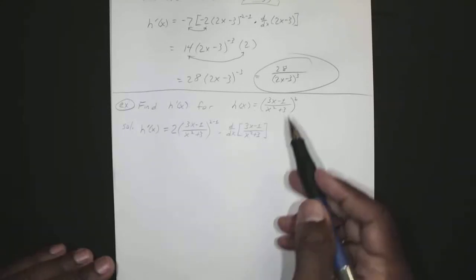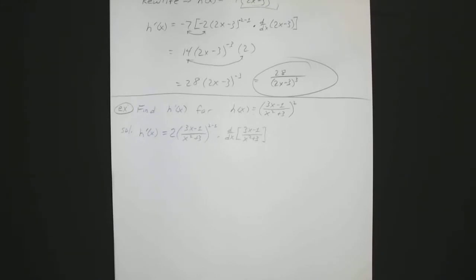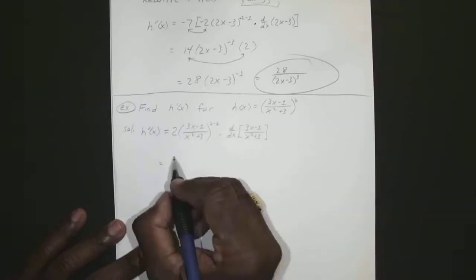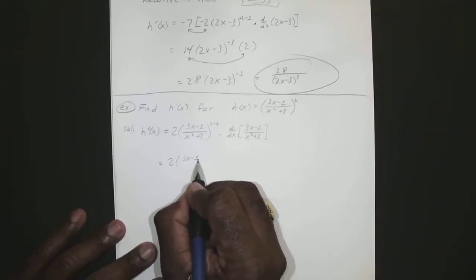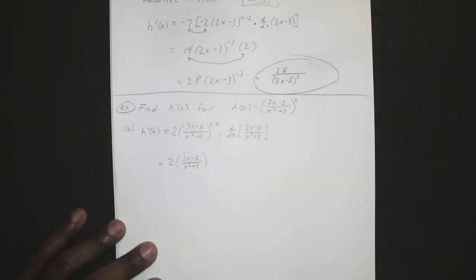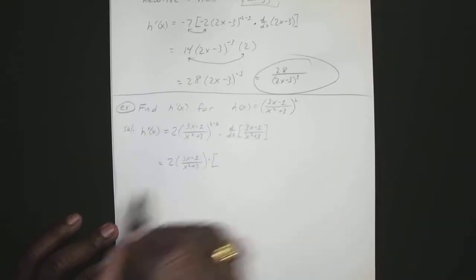Now you could use the same trick here where you brought that up as a -1, but then you end up with a lot of negative exponents and things bouncing around, and it makes it a little bit confusing. But it is an option if you want to use the product rule instead. So this is going to equal 2 times (3x minus 1) over (x squared plus 3) to the 2 minus 1 power. It's just the first, so that stays. Times the derivative of what's inside.